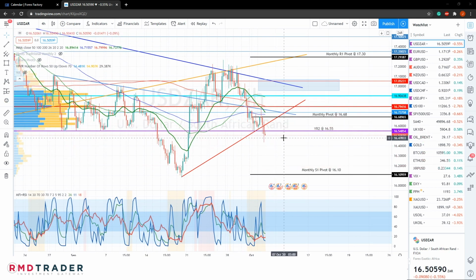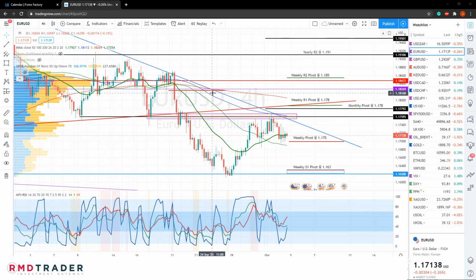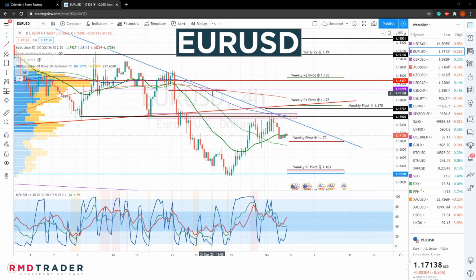This means, of course, that should price continue below our 1655 level, that level will now become resistance, and that will probably take price lower towards the monthly S1 pivot at 1610. The only way that we can then reverse this trend again would be if we can get price to close above the monthly pivot at 1668, and this could potentially give us a move higher towards this 17 Rand area. We are now moving on to the Euro USD.